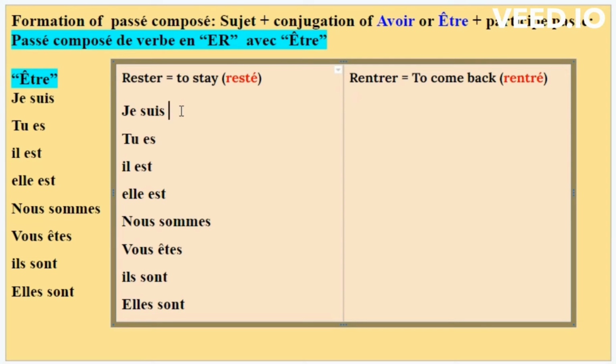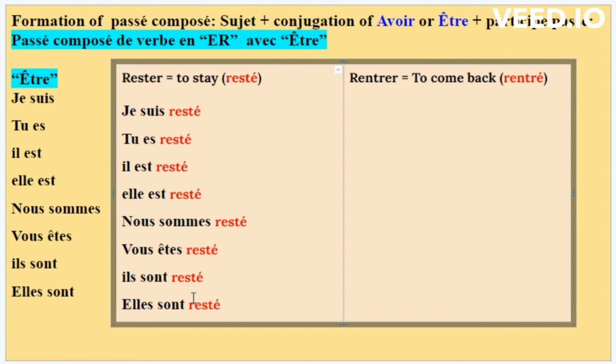Now, the passé composé will be: je suis resté, I stayed, tu es resté, il est resté, elle est restée, nous sommes restés, vous êtes restés, ils sont restés, elles sont restés.